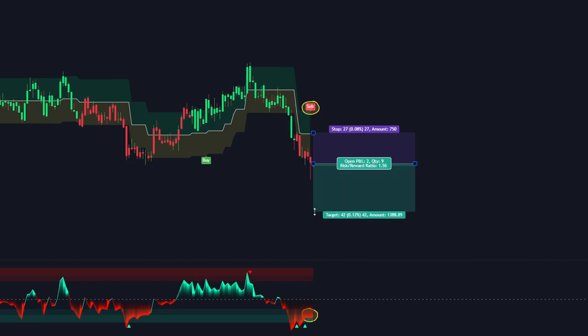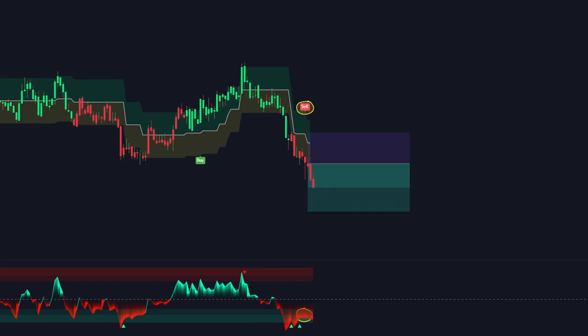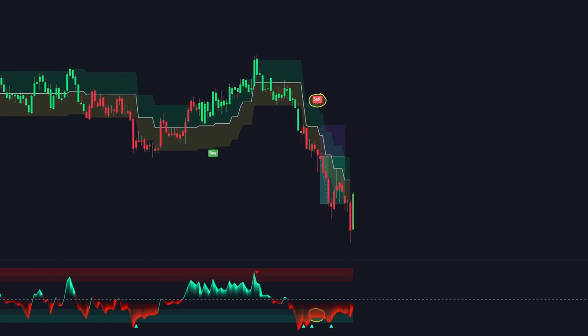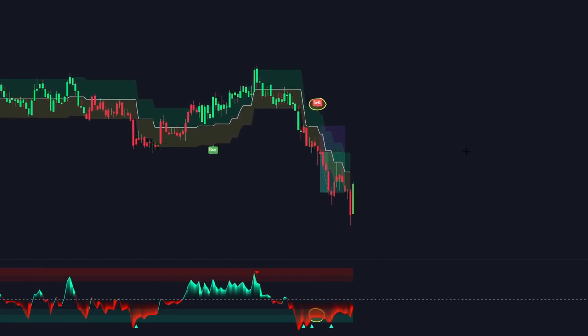of 1 to 1.5. Hopefully you have understood this trading strategy. If not, do not fret. We will be giving you a few more examples to ensure your clarity.